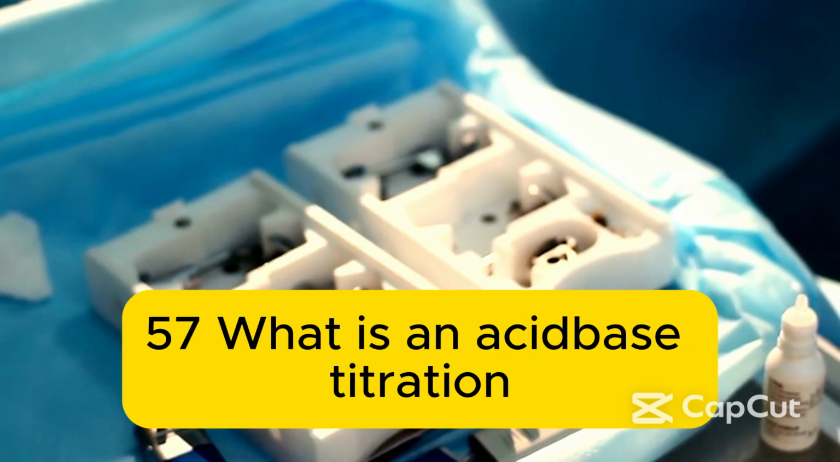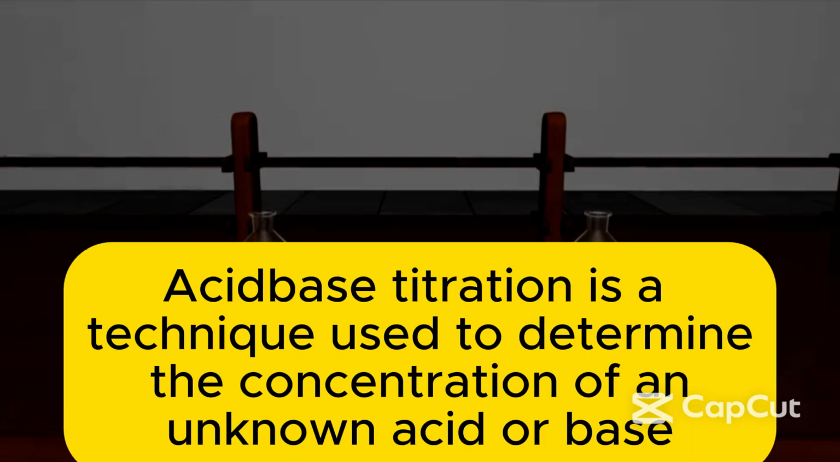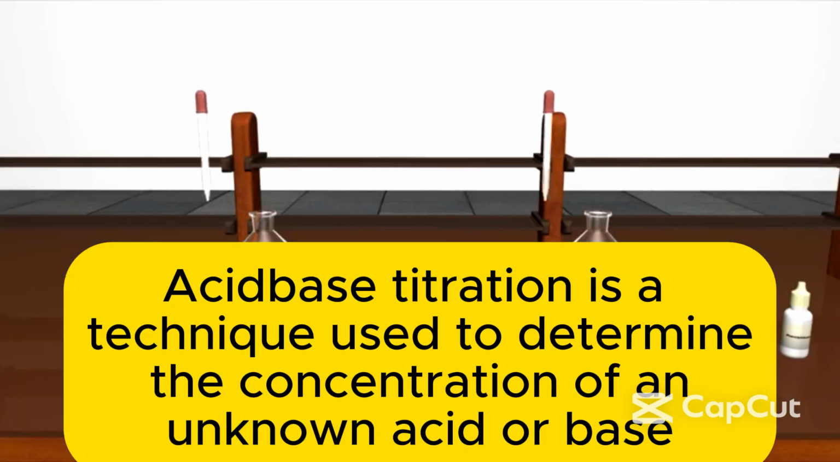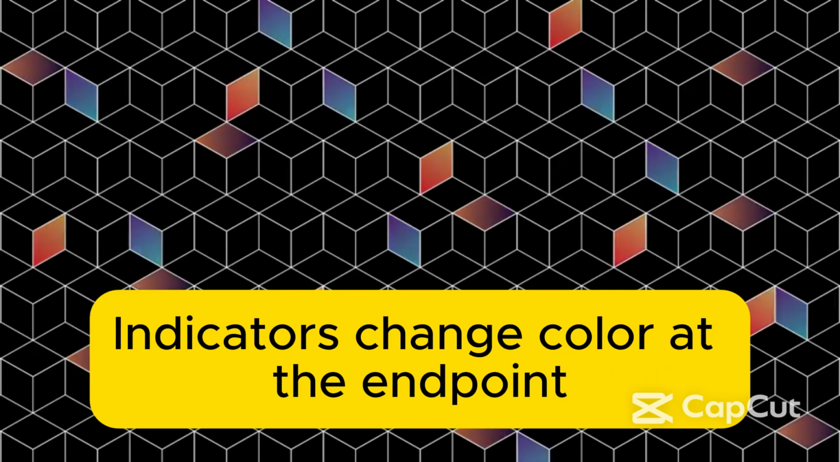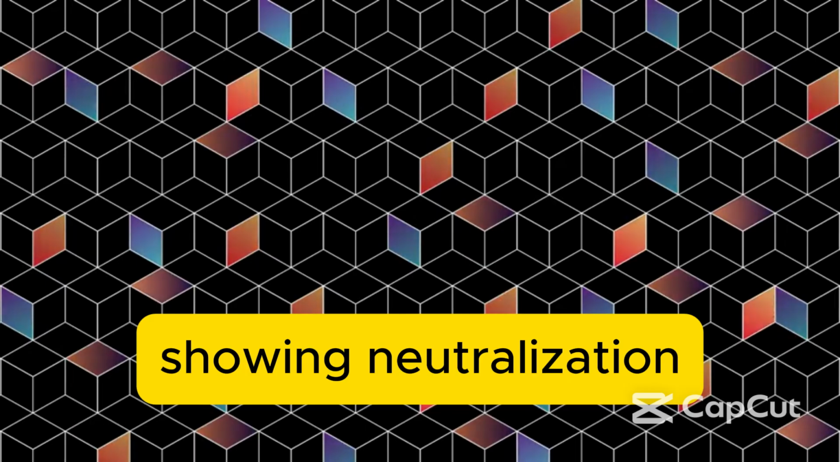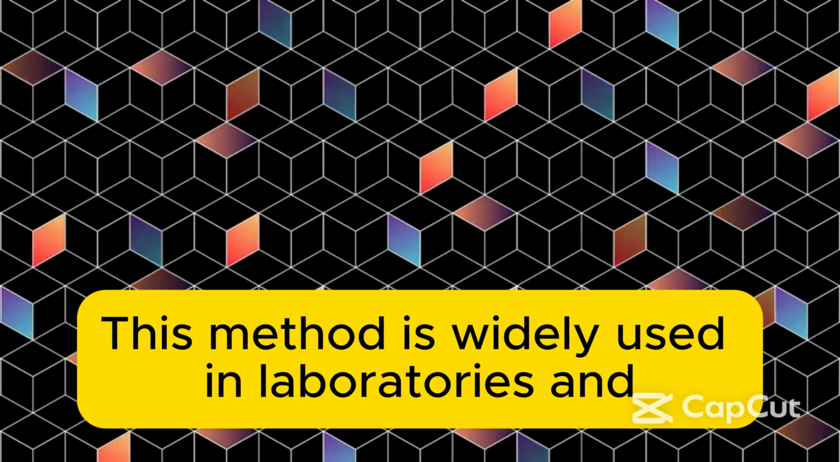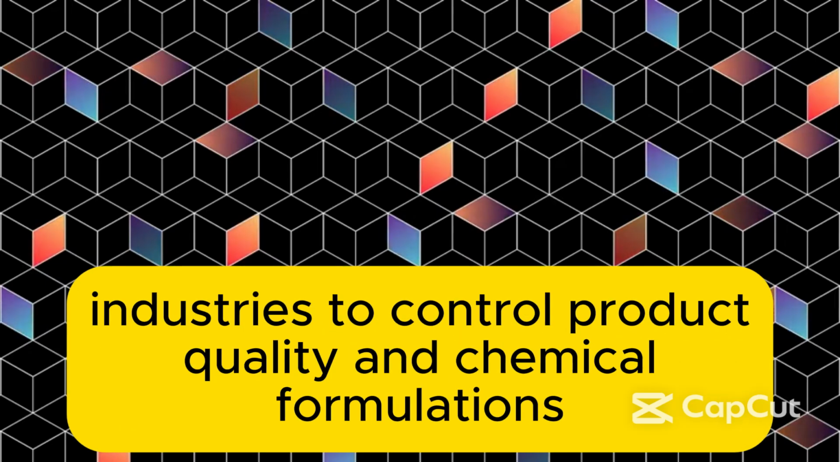57. What is an acid-base titration? Acid-base titration is a technique used to determine the concentration of an unknown acid or base by reacting it with a base or acid of known concentration. Indicators change color at the endpoint, showing neutralization. This method is widely used in laboratories and industries to control product quality and chemical formulations.